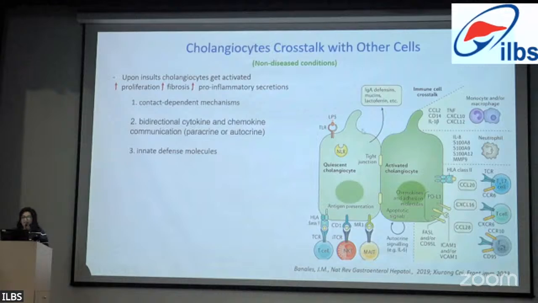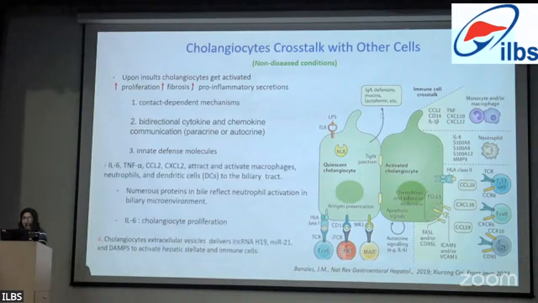So coming back again, the cholangiocytes, once they get activated, release a battery of chemokines and chemoattractants. These chemoattractants attract other immune cells such as monocytes, macrophages, and neutrophils, and they are very specific for the cell type. These cells crosstalk physically or also through other molecules, as I said. And in turn, they can even release innate defense molecules.